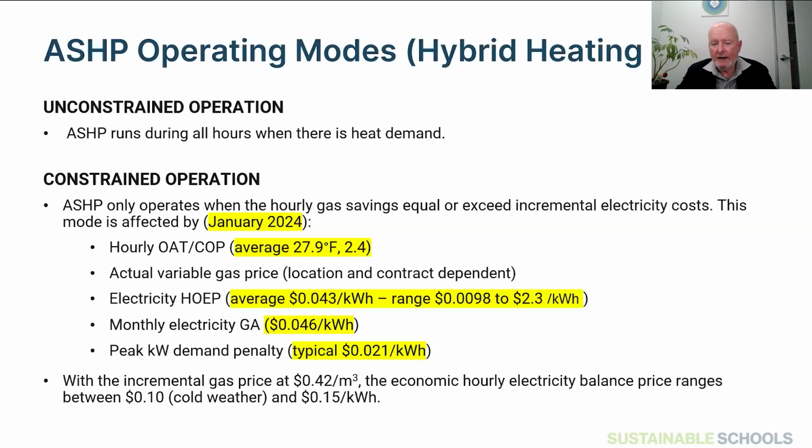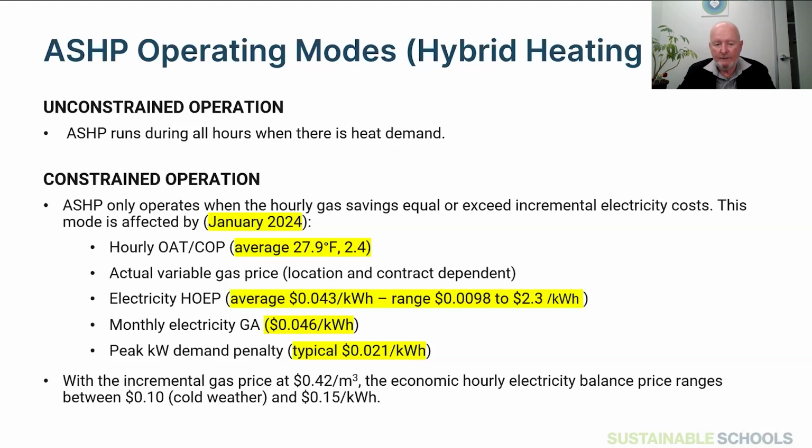The hourly electricity price can range at times to be really, really low when the ISO's got more of it than they can deal with. So down to less than a penny a kilowatt hour to over $2 a kilowatt hour. So the electricity price moves around, and it can at times dominate this discussion about when is it economic to run the air source heat pump and when is it better to switch to gas.